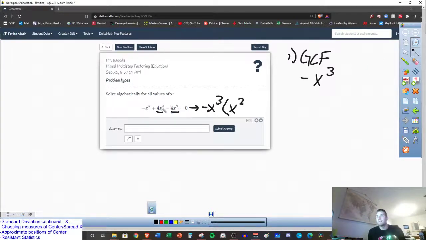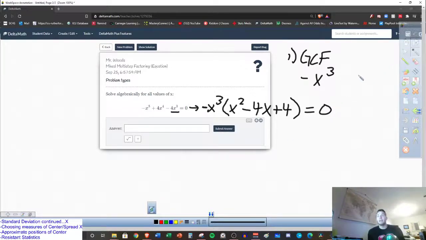I'm dividing a negative x cubed from this 4x to the 4th. So that gets me negative 4x. So that one's done. And then I'm going to divide negative x cubed from negative 4x cubed. So that gets me positive 4. So now I have that, and that's equal to 0. So now the next step, that's just GCF.